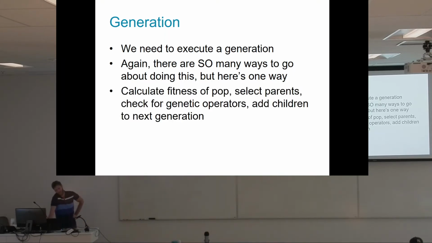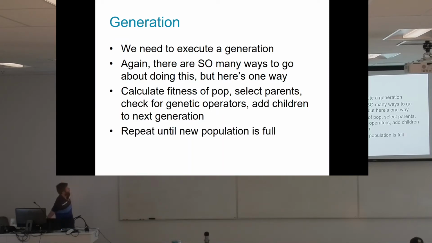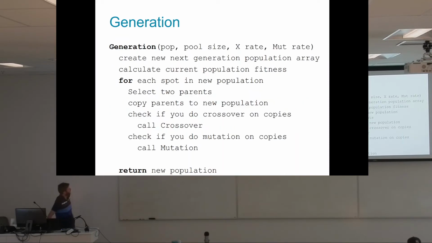Calculate the fitness, okay, so here's the idea. Calculate the fitness of the population, select the parents, check if we're doing genetic operators, and then add the children to the next generation. Repeat until the new population's full.